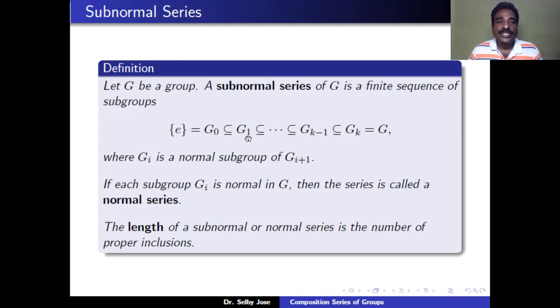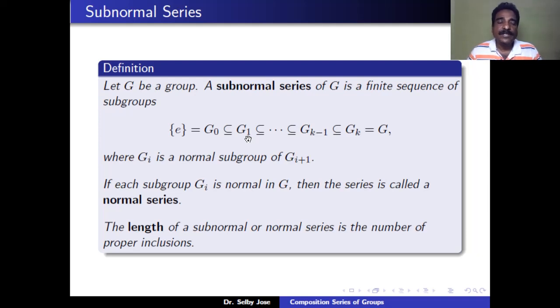Now if each Gi, that means G0, G1, G2, G3, etc., Gk-1, if all of them are normal in G, then we say that this series is a normal series. So in a normal series, all subgroups are normal subgroups of G. In a subnormal series, each subgroup is normal in the next immediate subgroup. That means Gi is normal in Gi+1. That means G0 is normal in G1, G1 is normal in G2, and so on.